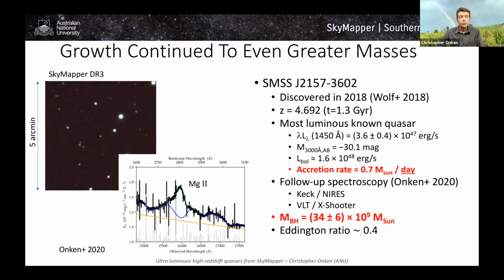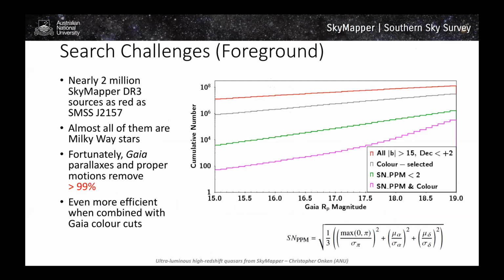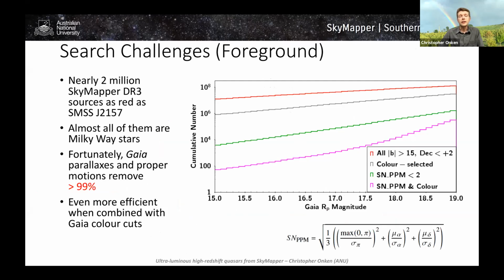And the challenge then is to find more of these things, in particular how to distinguish between this faint red object, which is more than 40 gigaparsecs away, and this faint red object, which is a star less than 300 parsecs. And in fact, there's nearly 2 million SkyMapper DR3 sources that are as red as J2157. But fortunately, we now live in the era of Gaia, and we can separate the many, many foreground Milky Way stars from the background sources like quasars. And so combining the astrometry from Gaia with some very simple color cuts from Gaia, we can eliminate a vast number of the potential contaminants.